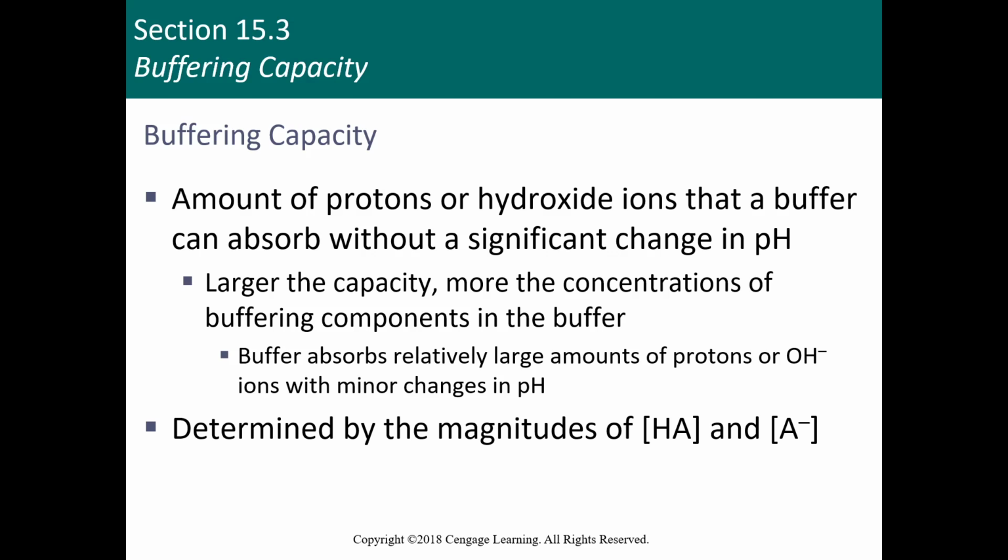Okay, so this larger buffering capacity, what's important about this is that every time you add H plus protons, or every time you add hydroxide ions to a buffer, these are going to use up some of that acid or base in that buffering system, right? And so the larger concentration you have, the larger buffering capacity you have, the more H plus or hydroxide you can add before you overwhelm your buffering system.